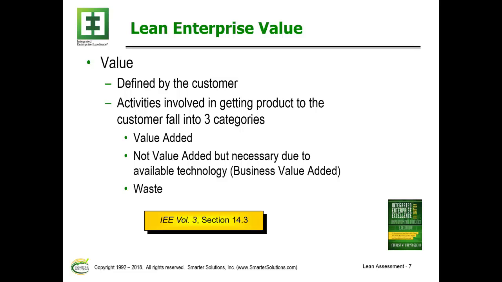So the value associated with lean is we want to look at what's defined by the customer. What we think is value as a manufacturer or producer of a service is not necessarily valuable to the customer. So we want to really look at what's important to the customers. We also break down our activities into three categories. One is value added, the other is not value added but necessary, and the final one is waste.